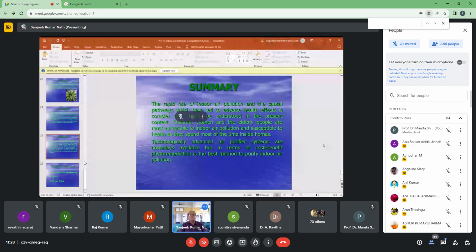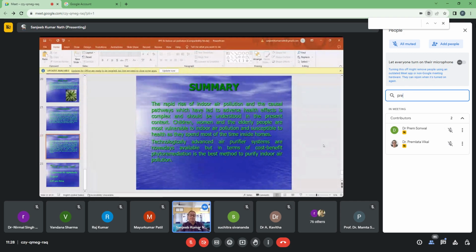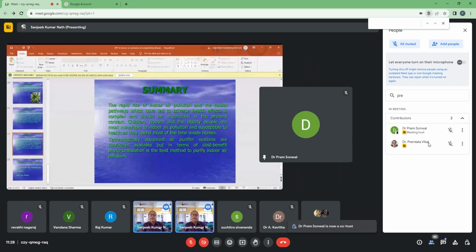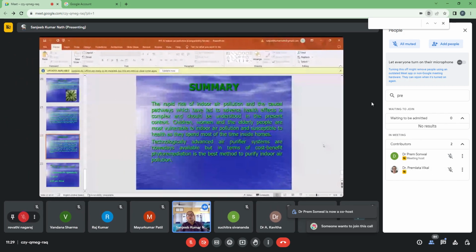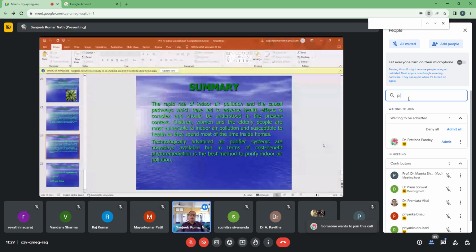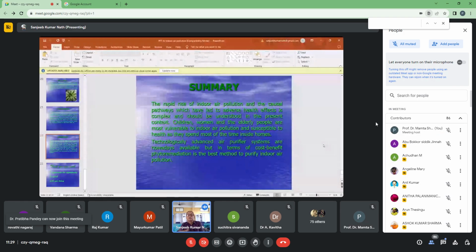The rapid rise of indoor air pollution and the causal pathways which have led to adverse health effects is complex and should be understood in the present day context. Children, women, and the elderly are the most vulnerable to indoor air pollution and susceptible to health problems, as they spend most of their time inside the homes. They actually stay at home, so they are very much vulnerable to indoor air pollution.